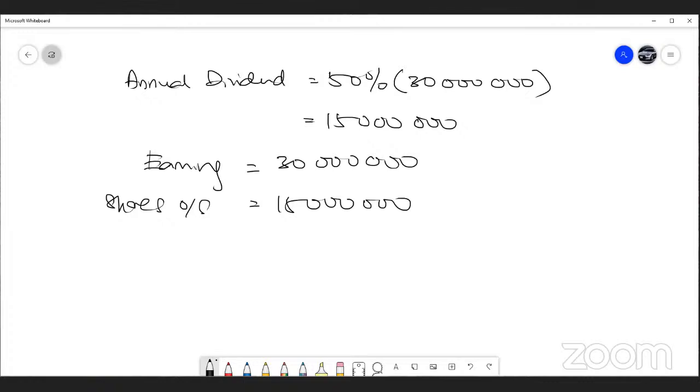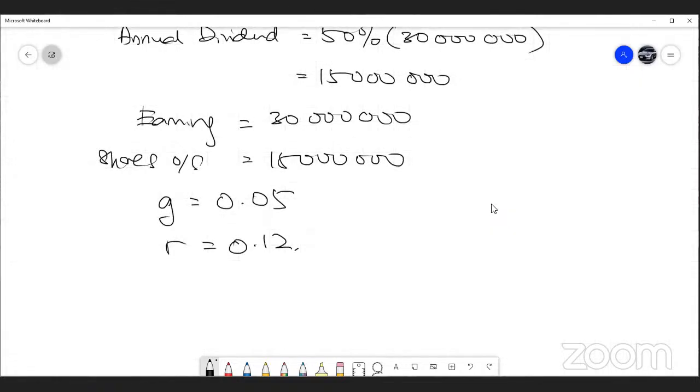Investors expect earning to grow at a 5% annual rate in perpetuity. So this is the constant growth rate, perpetuity, 0.05. And they require a return of 12%. So the required rate of return is 12%, so 0.12. So, A. What is Super Thrift's current dividend per share? So number one, find your DPS.